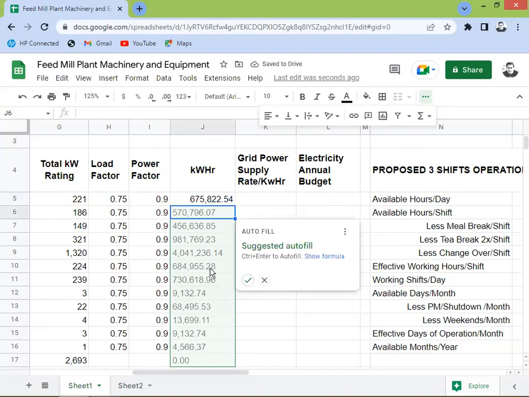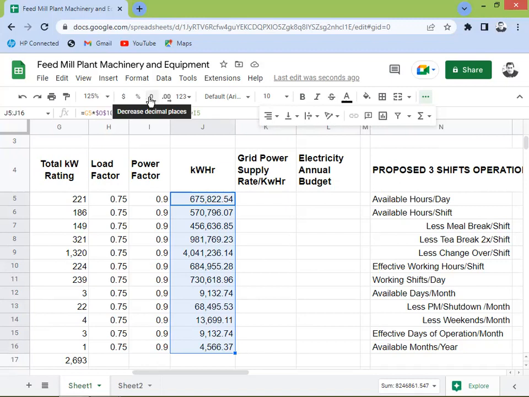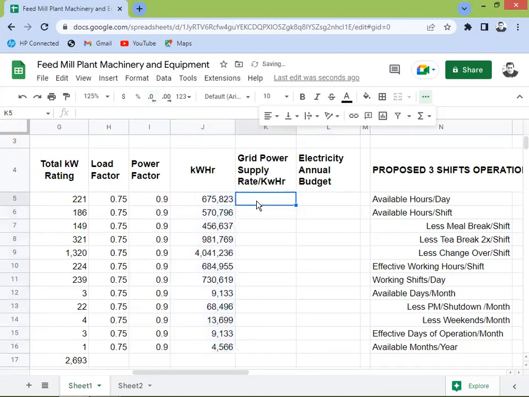It suggested the one in the next rows calculation. So to make life easier for us, I'm just going to click the tick sign here, click OK. Then you have it. Then delete this, we don't need this one. So this would be our kilowatt hour. I'm just going to remove the decimal places. This is in terms of kilowatt hour.